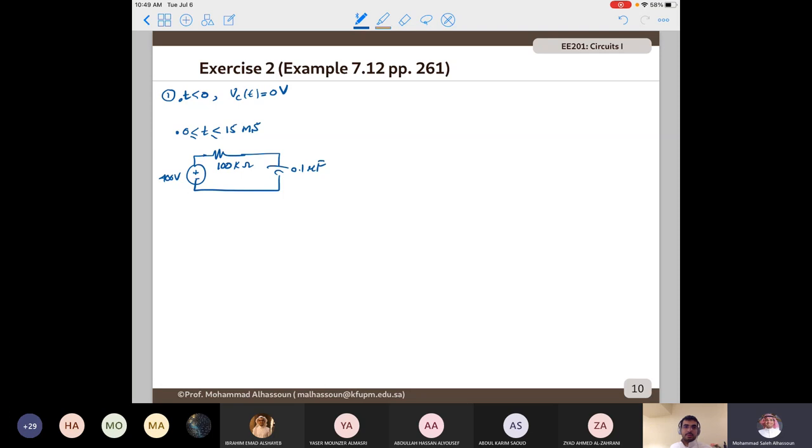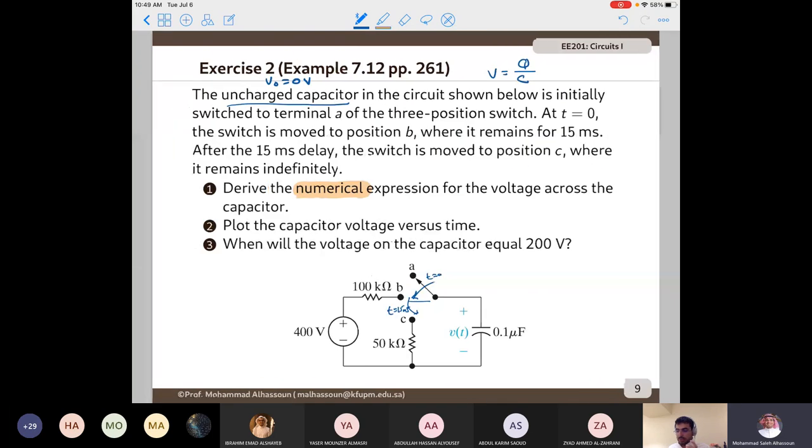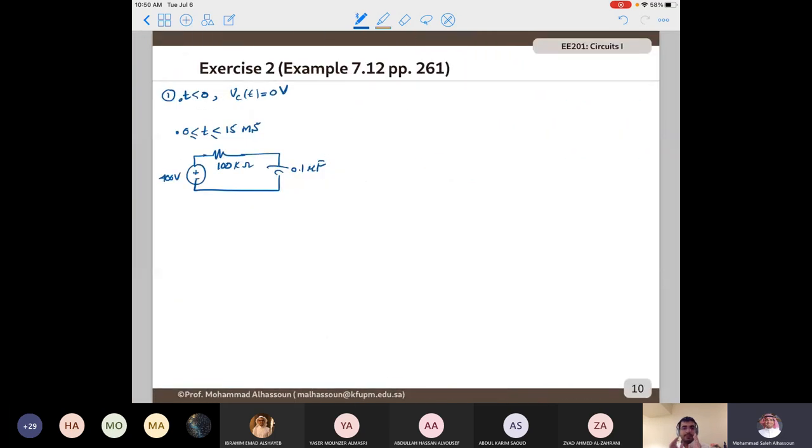Now we know that after 15 milliseconds, the switch will move to position C. So in order to solve this problem, you need to assume for the moment that the switch moved from position A to position B, and it stays there forever. You ignore what happens afterwards. Just solve the problem as if the switch moves to position B and stays there indefinitely. Can we do that? Is it doable, Shabab?